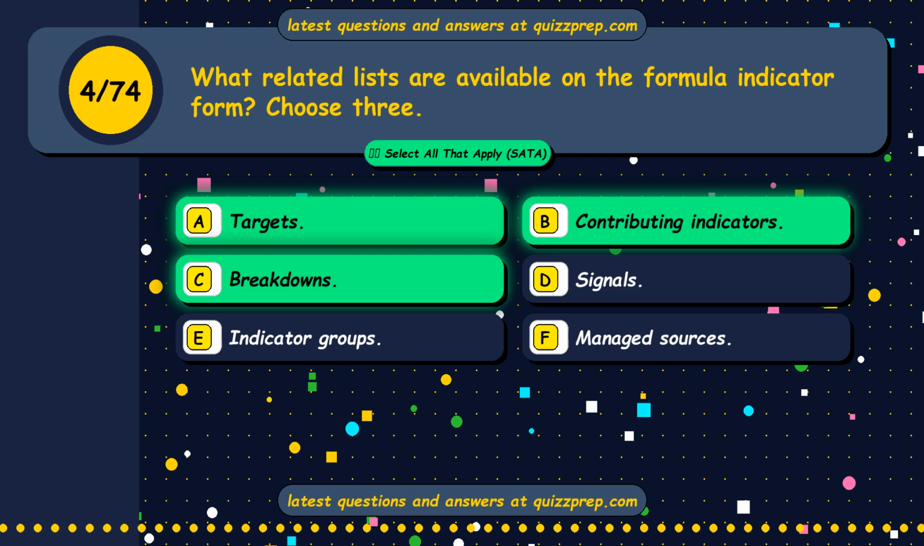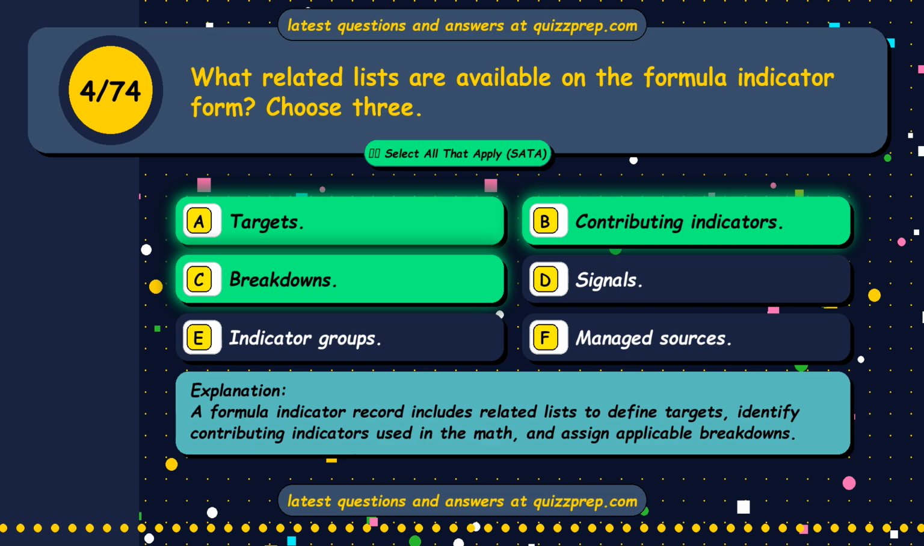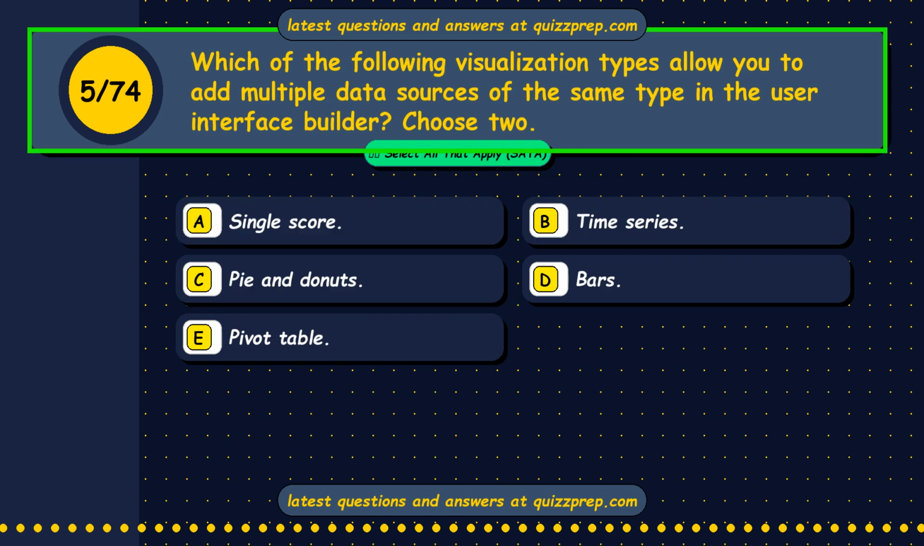The correct answers are options A and B and C, targets, contributing indicators, breakdowns. A formula indicator record includes related lists to define targets, identify contributing indicators used in the math, and assign applicable breakdowns.